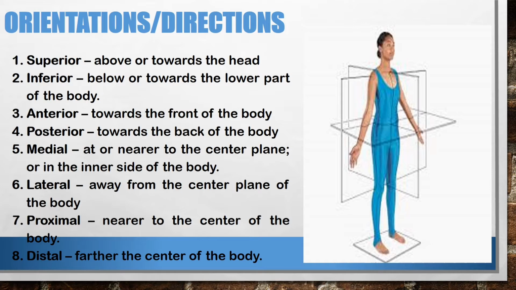Here are the orientations and directions. The superior: above or towards the head. The inferior: below or towards the lower part of the body. The anterior: towards the front of the body. Posterior: towards the back of the body.